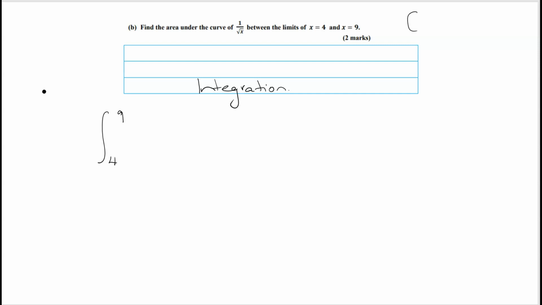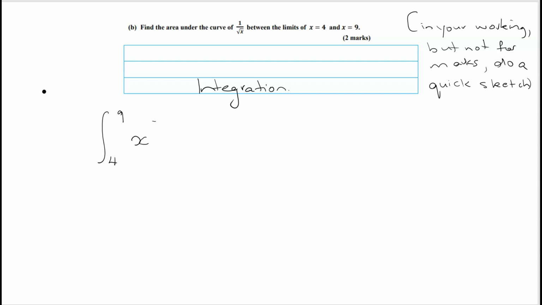So I'll put over here in your working, but not for marks. Do a quick sketch. Okay, so it's the integral between 4 and 9, or 9 and 4, of x to the negative a half.